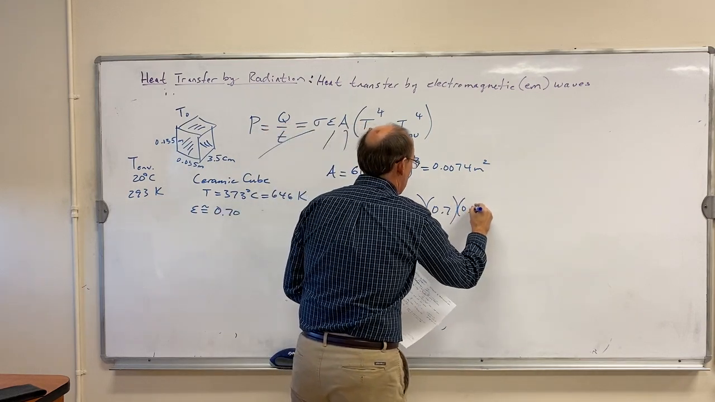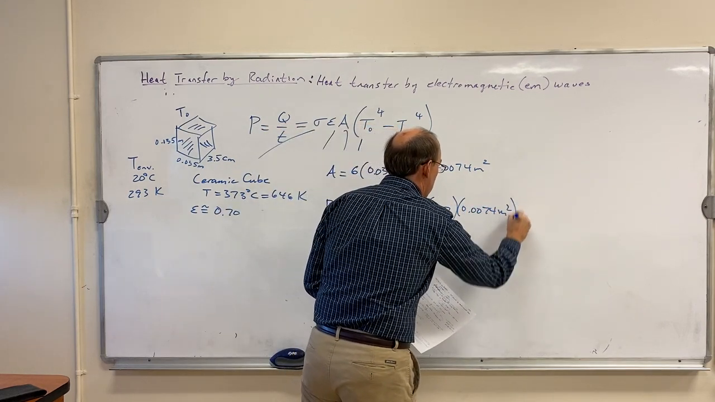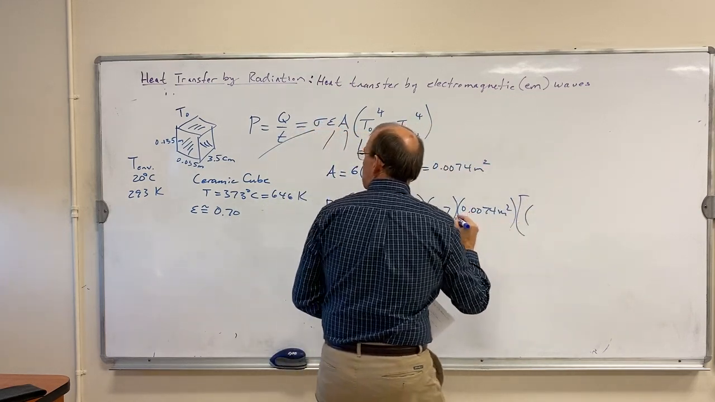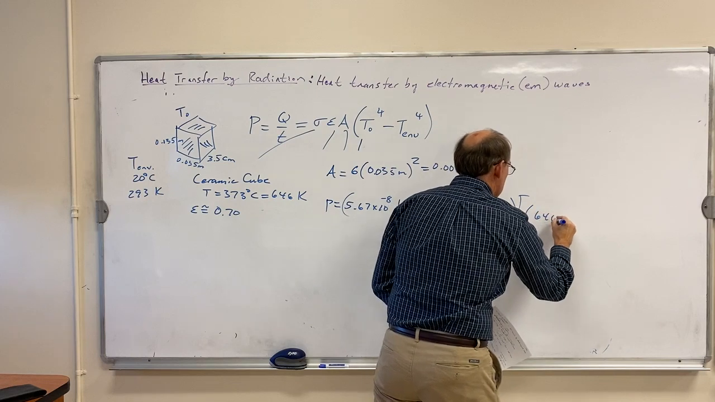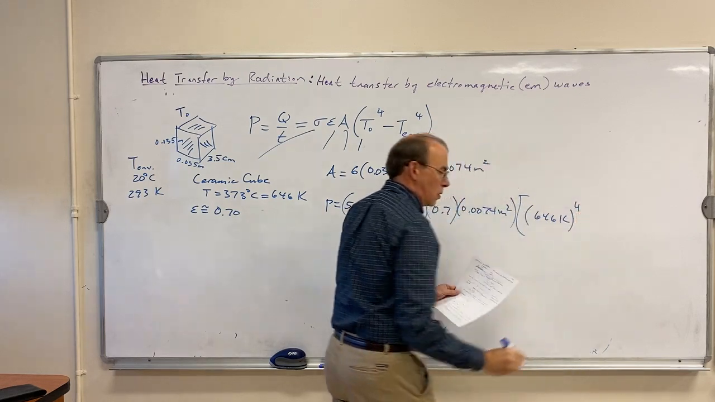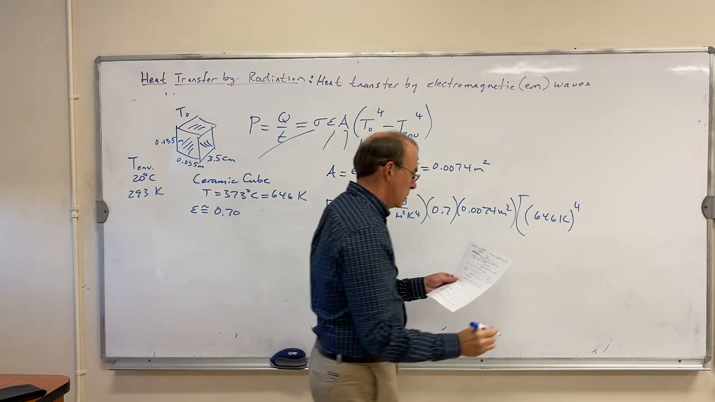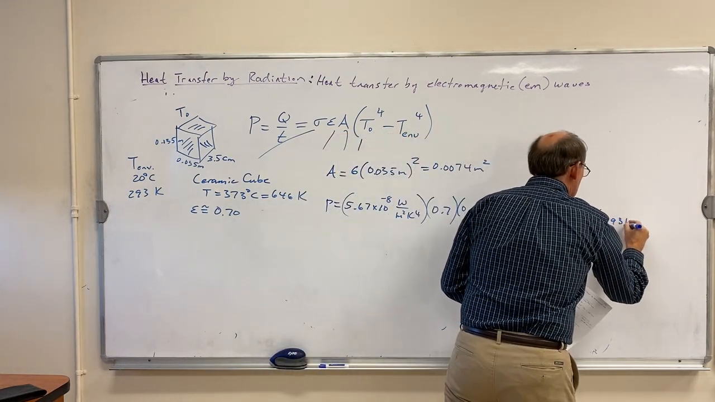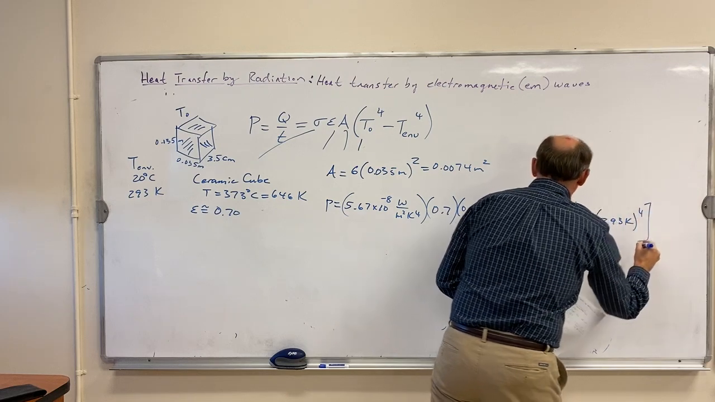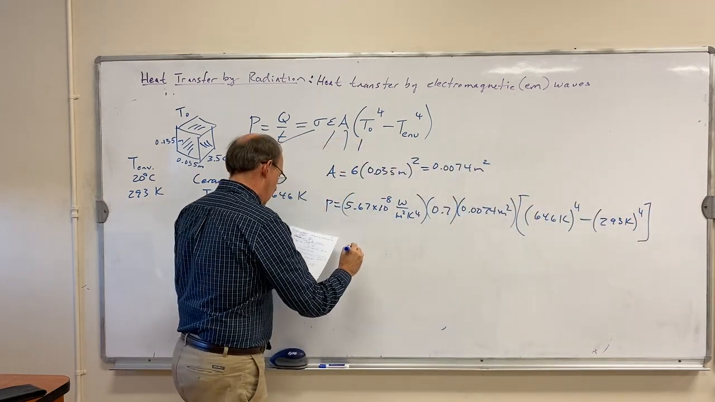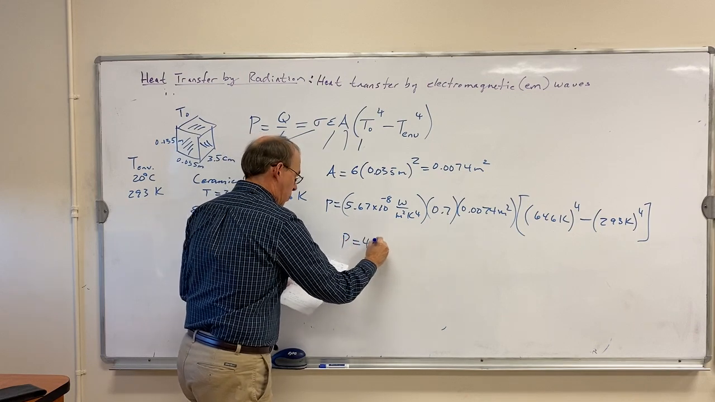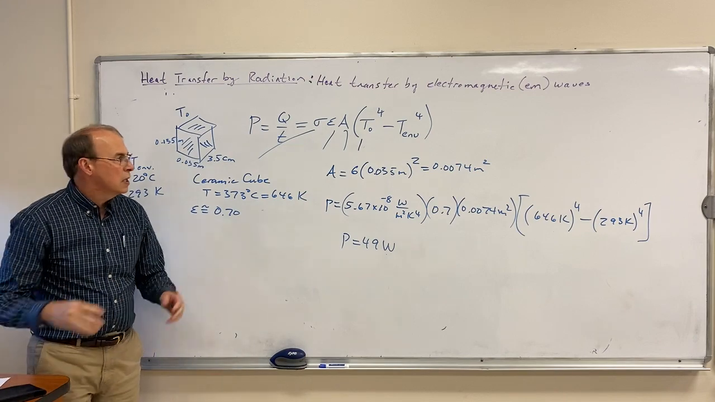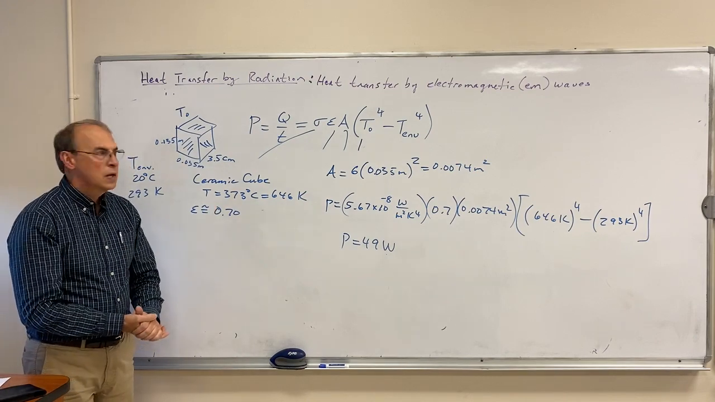Area is 0.0074 meters squared. The object's temperature is 646 Kelvin raised to the fourth power, so be sure you know how to do that in your calculator, minus 293 Kelvin raised to the fourth power. And when you do all that, you get a nice simple 49 watts of power this object is emitting into its environment. So there you have it.